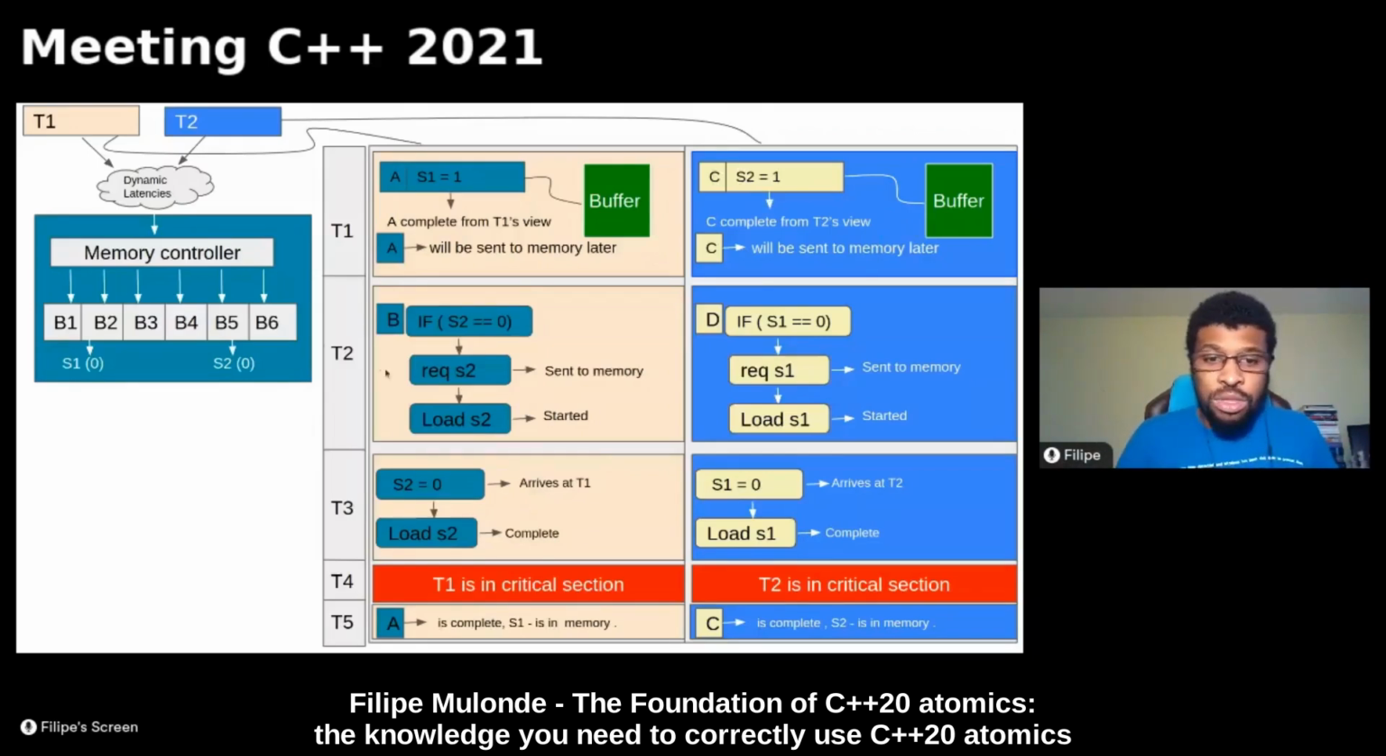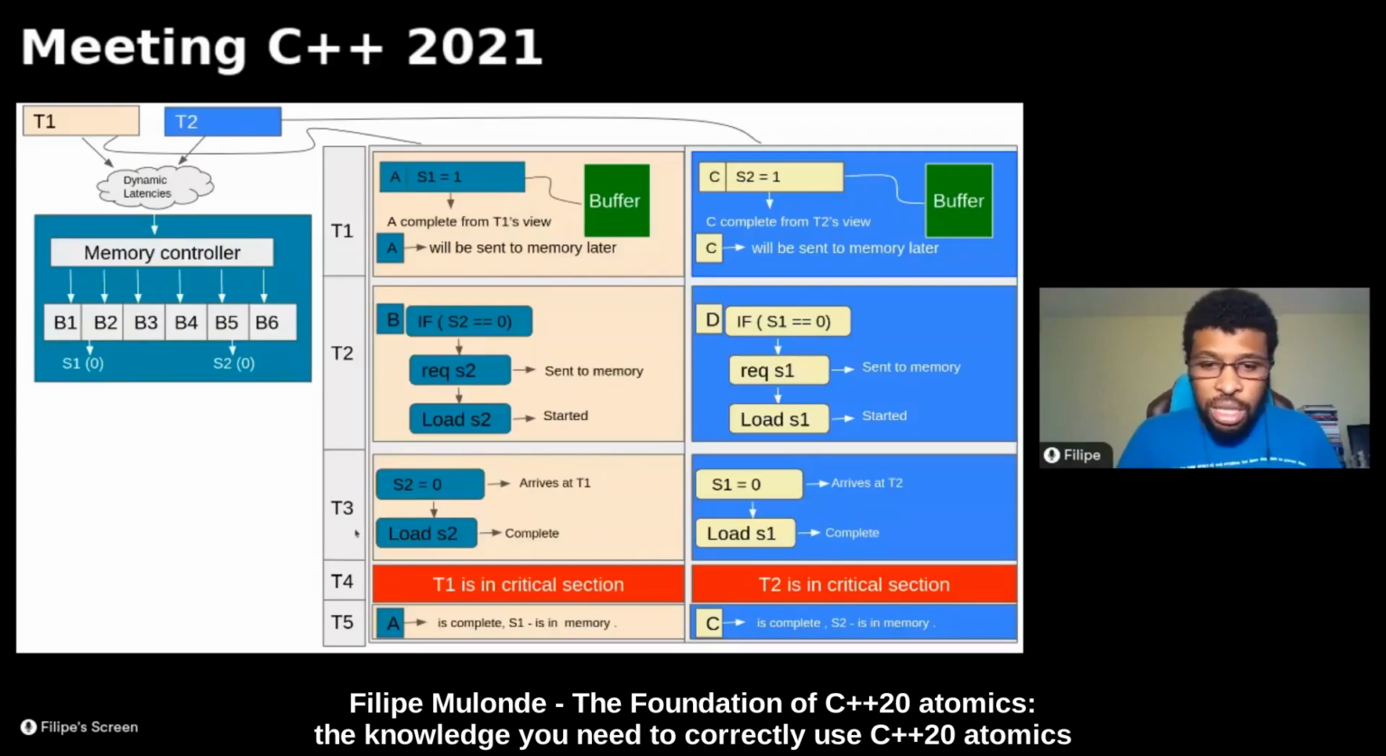At time 2, thread 1 checks if thread number 2 is in the critical section. But while loading the flag of thread number 2, it's a cache miss, so it needs to send a request to memory. And so the thread starts loading the global variable of thread number 2. And thread number 2 does the same here with respect to the flag of thread number 1.